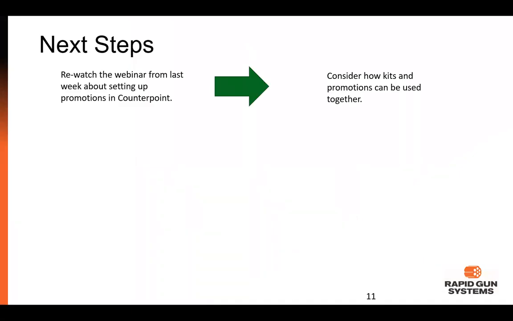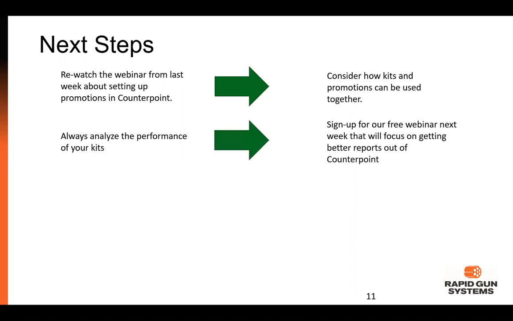So next steps. One of our questions tied nicely into this one. How do promotions and kits play well together? We did a webinar last week about setting up promotions in Counterpoint. You might want to go back and have a watch of that webinar and consider how kitting and promotions can work together. And then next up would be to analyze the performance of your kit. We do have a free webinar next week that's focusing on how to get better reports out of Counterpoint. And this is where you can really see how those parent items and components are selling.